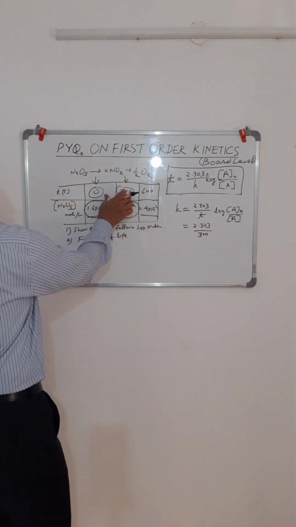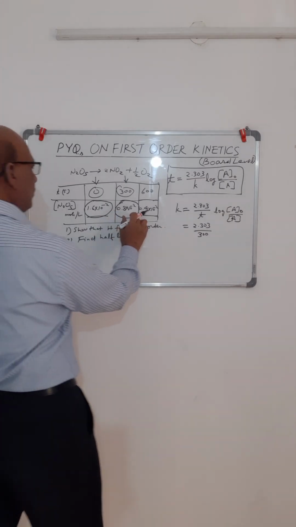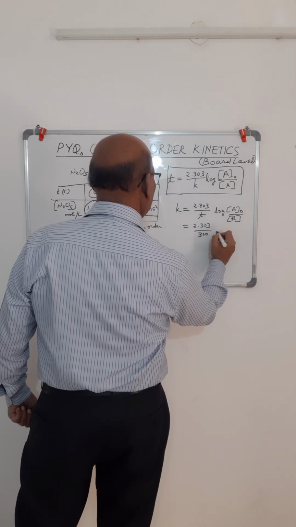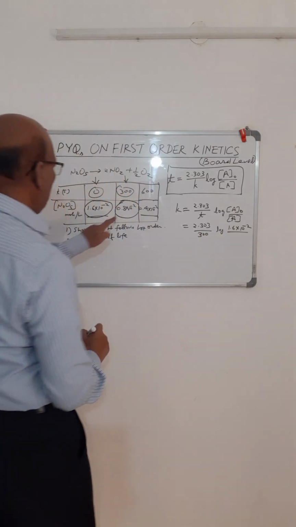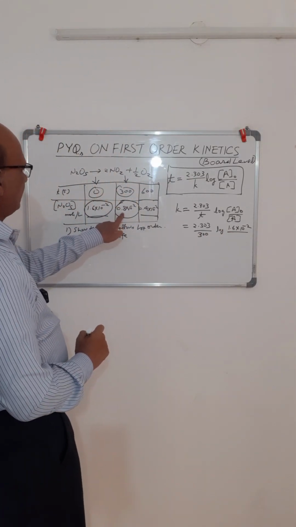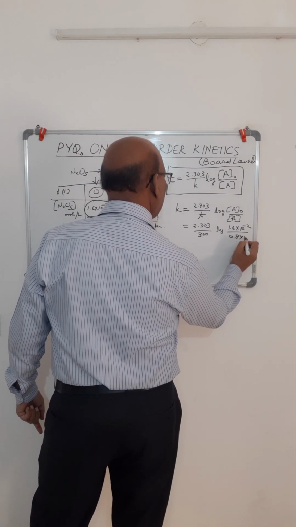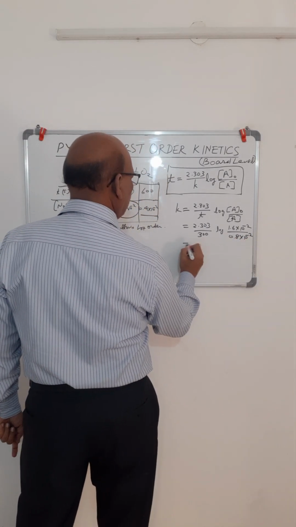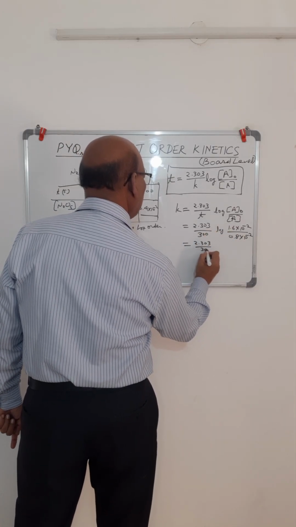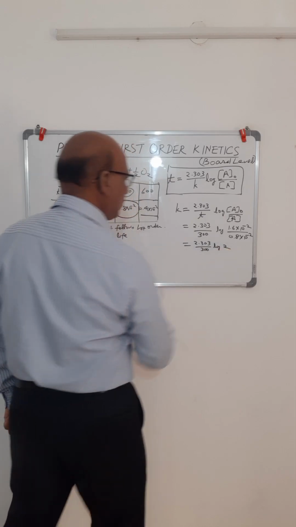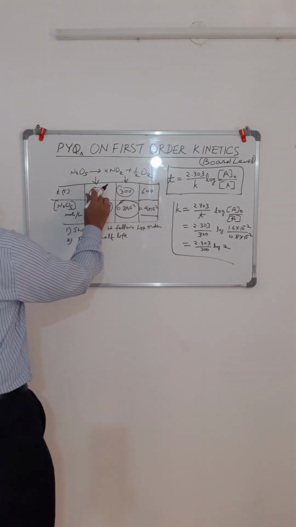So time is 300 seconds. Okay, in which the concentration gets reduced from this to this. So a naught we can write as 1.6 into 10 to the power minus 2, upon this is the remaining concentration after 300 seconds. So I will write 0.8 into 10 to the power minus 2. We need not solve this, we will just write as it is. So it is 2.303 upon 300 log of 2. Okay, now this is the value we have found out from these two data.